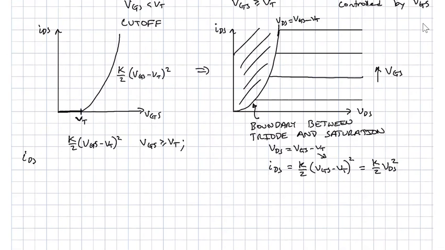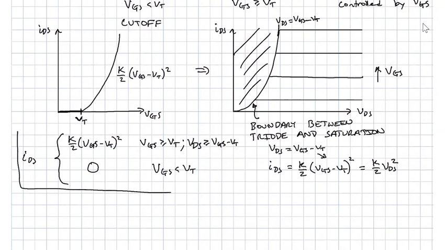And our second is our new criteria that we're going to use extensively. So VDS has to be greater than or equal to VGS minus VT. And if we are not above threshold, we get no current. So VGS less than VT. So that is our switched current source model.